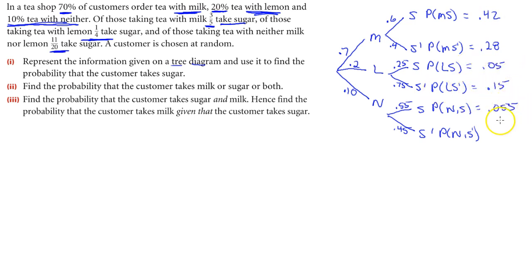If you're going to answer several questions based on one tree, I think it's a good idea to do all of them and then add them down. You should get 1, and that's a good indicator you got them all right. And so then next I'm going to look at the questions.